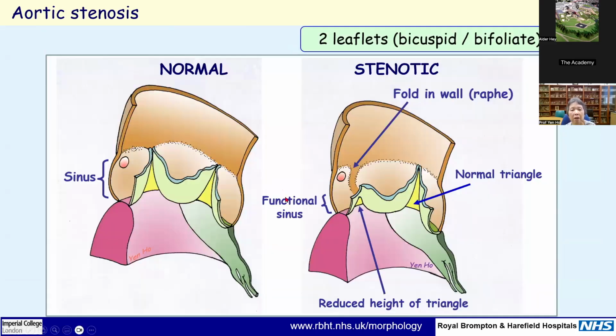So diagrammatically, we show you here, in the normal configuration, the regular height of the interleaflet fibrous triangle. But in bicuspid aortic valves, you may get this sort of configuration, for example, with a diminished interleaflet triangle, reduced height, meaning that the valve leaflet might be less able to fall back into the aortic sinuses and therefore can be causing the substrate of stenosis.